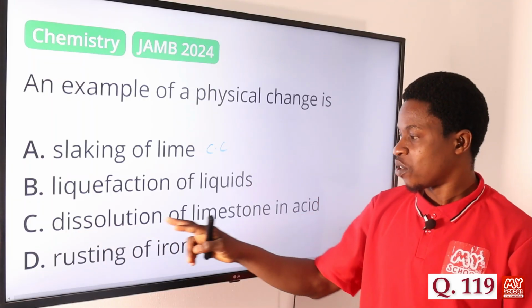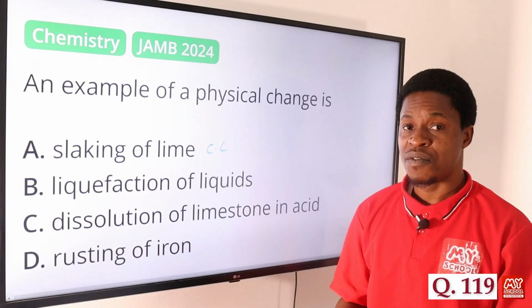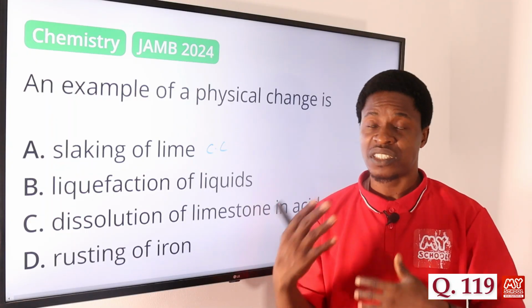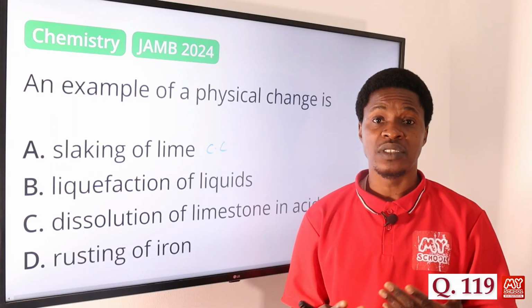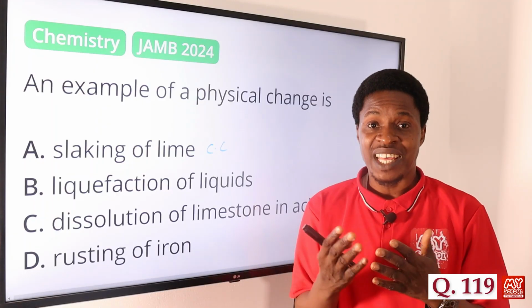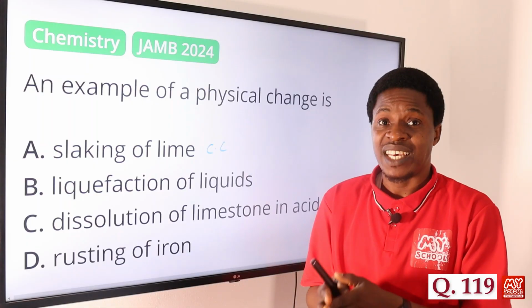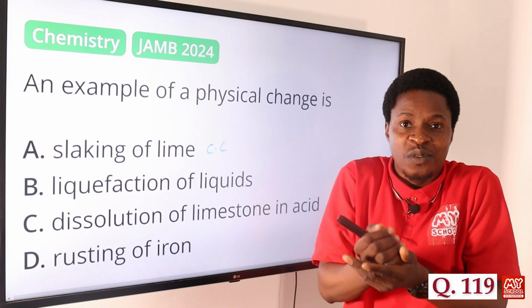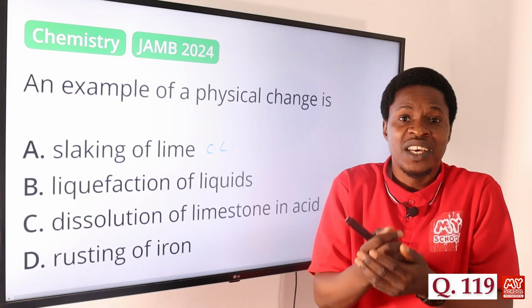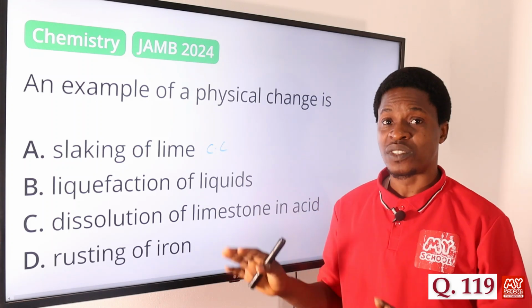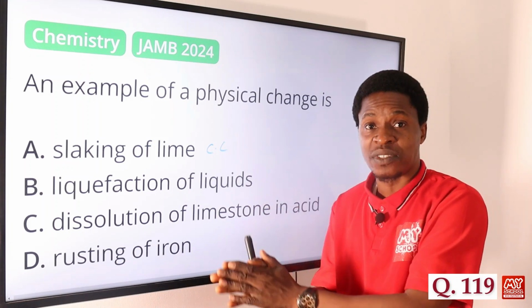Option C says dissolution of limestone in acid. If you get your calcium carbonate limestone and pour HCl into it, it will dissolve, and then what happens? There will be effervescence because CO2 is going to be given off, and then you have calcium chloride left here. You cannot get the CO2 and bring it back to react with CaO to get calcium carbonate back. No, once it's dissolved, that is a chemical reaction because a new substance is formed.